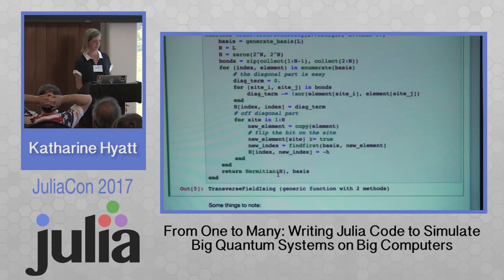The nice thing is that the Hamiltonian is always Hermitian, so that's cool. In fact, since our matrix is real, it's symmetric, so that's also pretty cool.